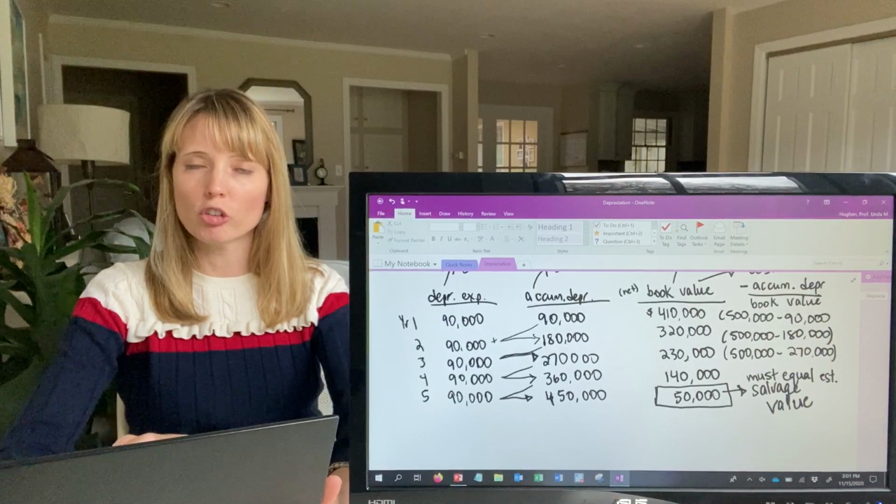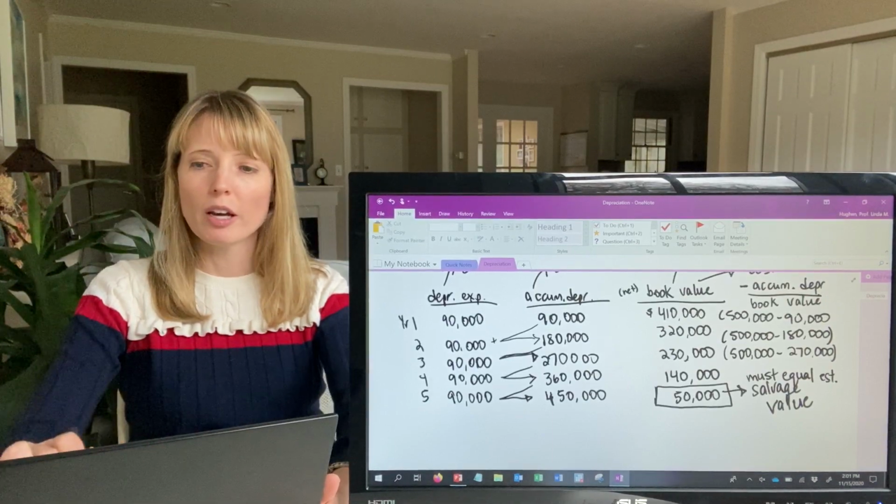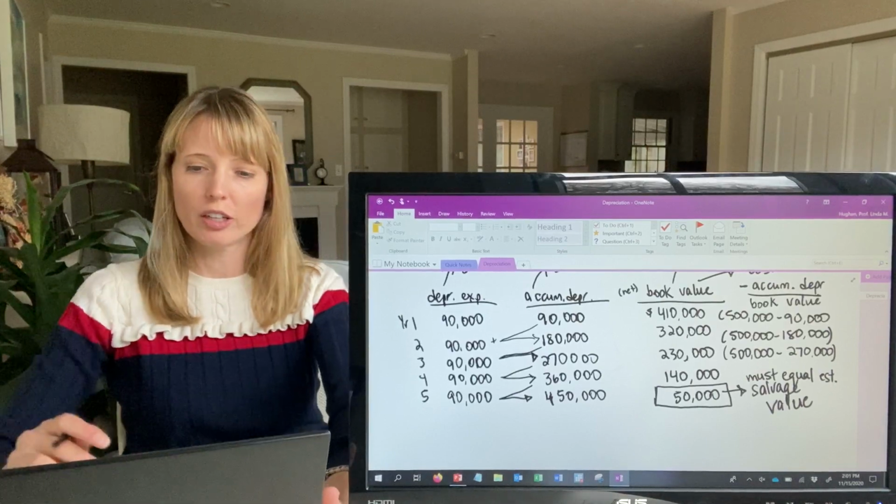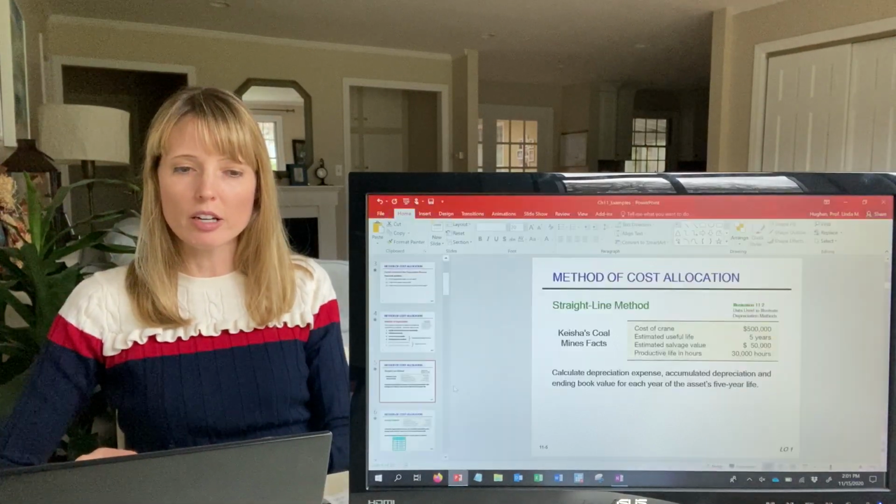Okay, so what did we do? We solved for depreciation expense, accumulated depreciation, and book value in each year of the 5-year life of the asset. Now let's take a look at another method.